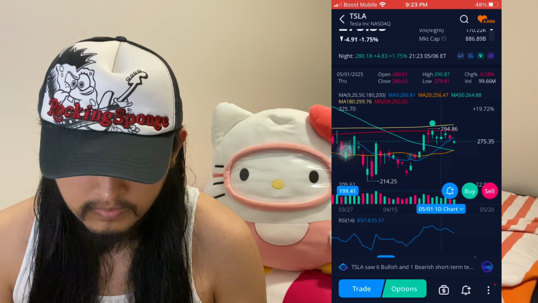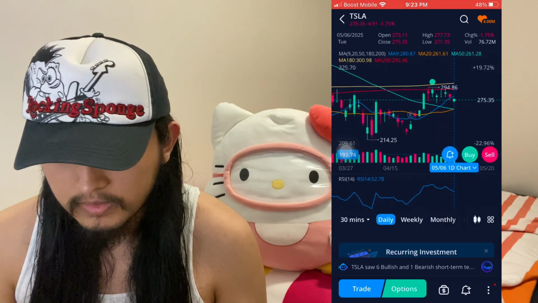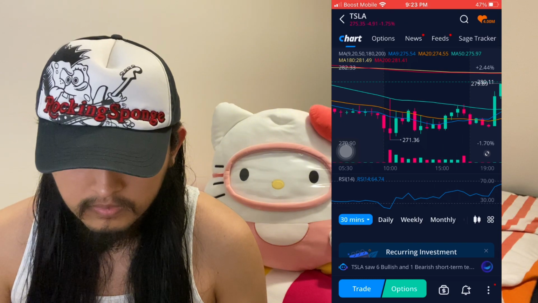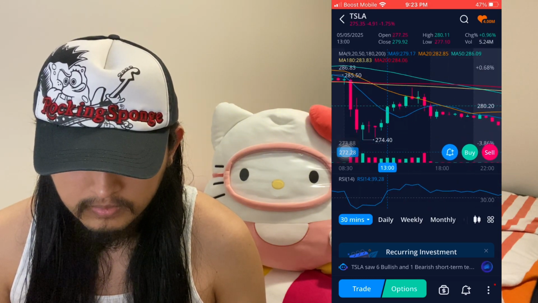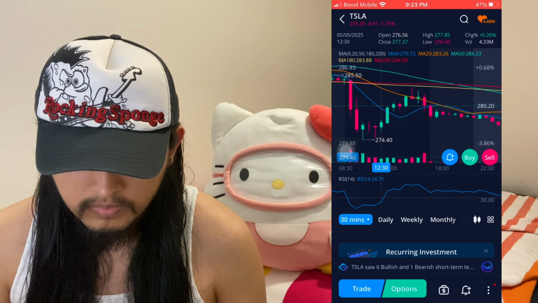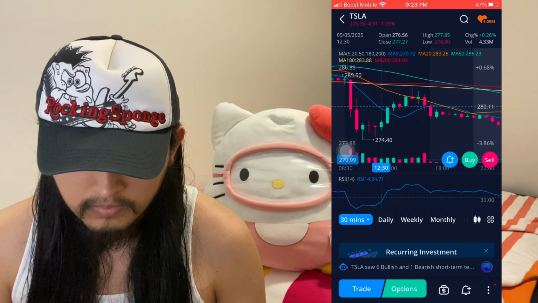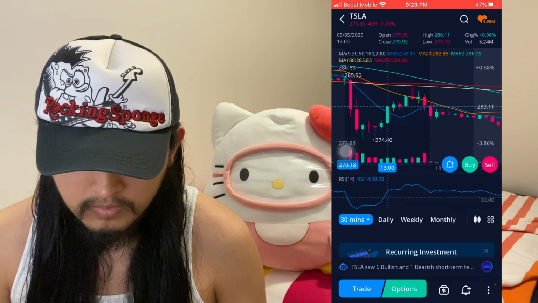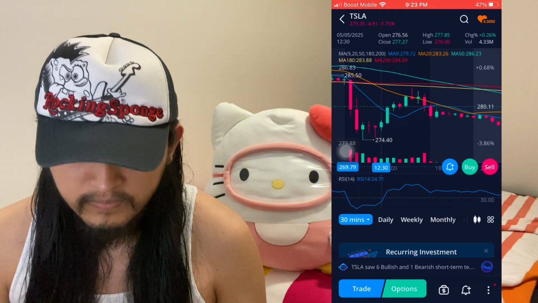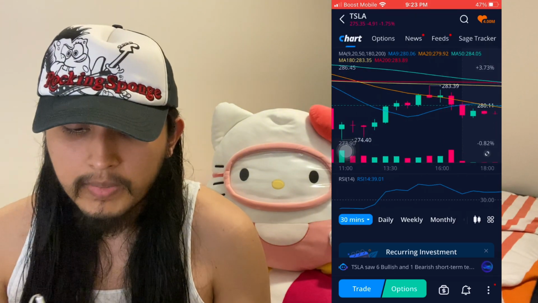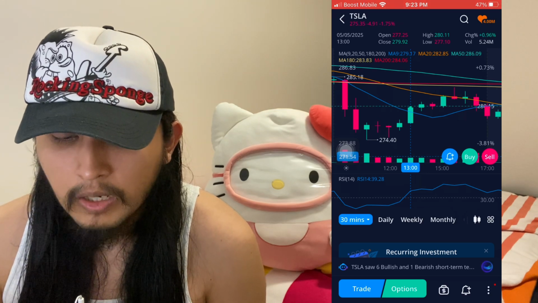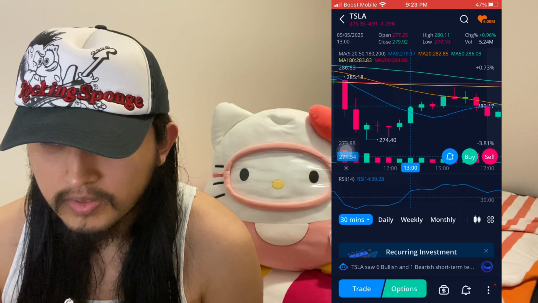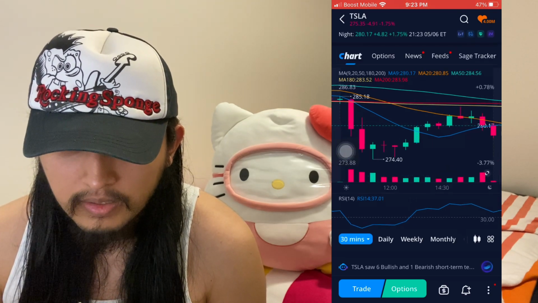Oh, on the 30-minute time chart, 12:56, this candle right here. So basically I bought 3 Tesla put options yesterday on May 5th as soon as it approached the 9-day moving average.